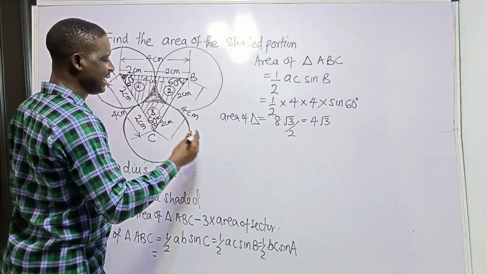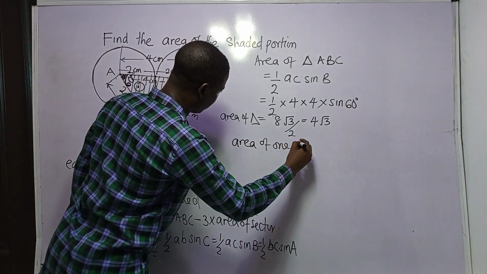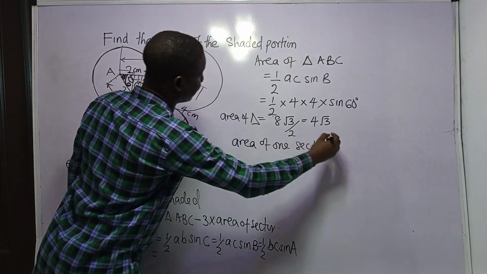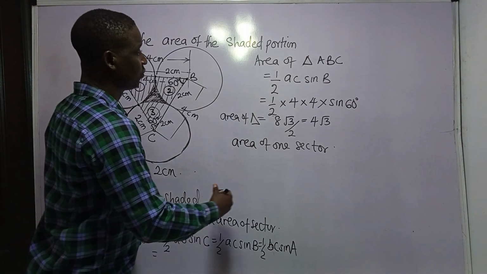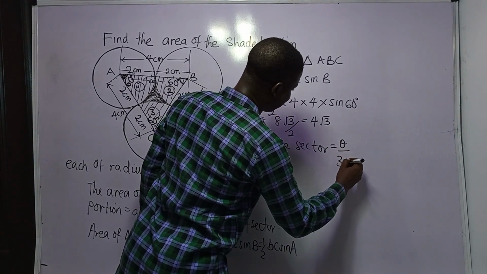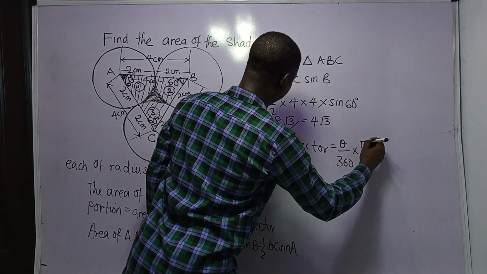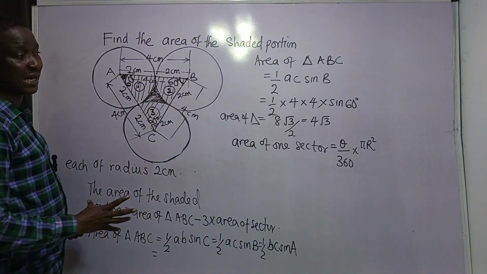Now, how do we find the area of one sector? If you can get the area of one sector, we multiply it by 3. So it will be equal to theta over 360 times pi r squared. If you don't know, that is the formula for the area of a sector.